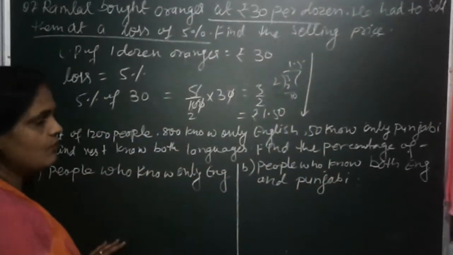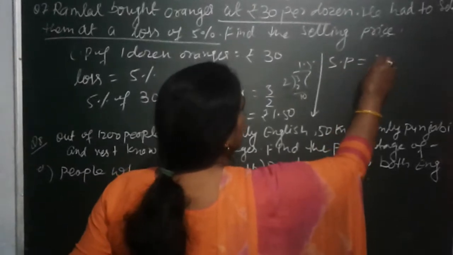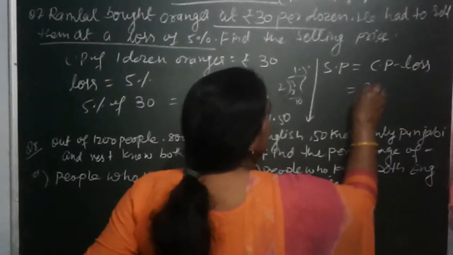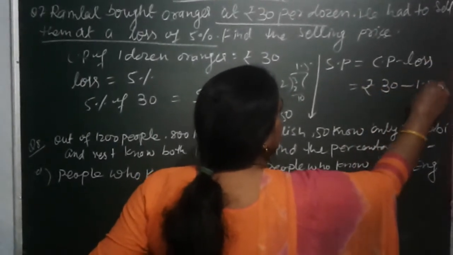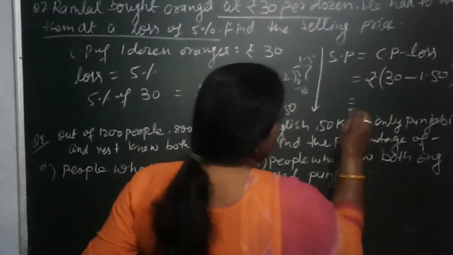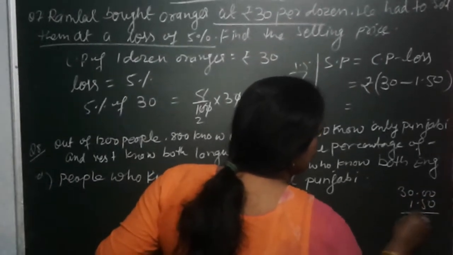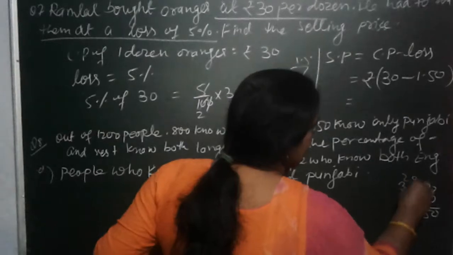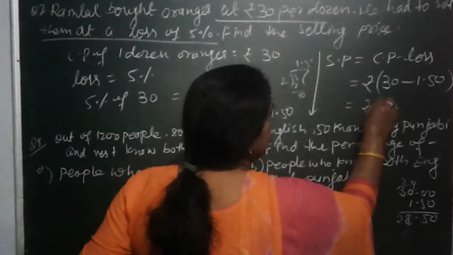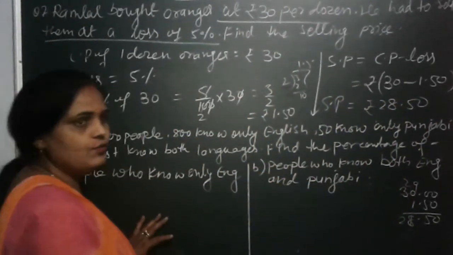So the loss is 1 rupee 50 paise. So find the selling price. Therefore selling price is equal to CP minus loss, is equal to rupees 30 minus 1 rupee 50 paise. So your answer is 30.00 minus 1.50, which is 28.50. So your answer is 28 rupees 50 paise. Then SP is 28 rupees 50 paise.